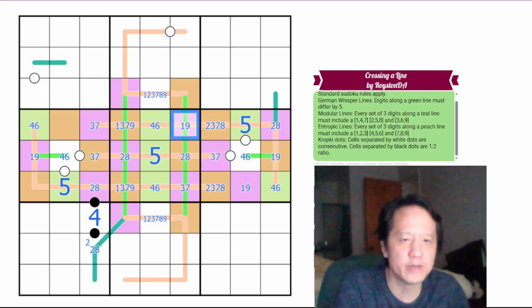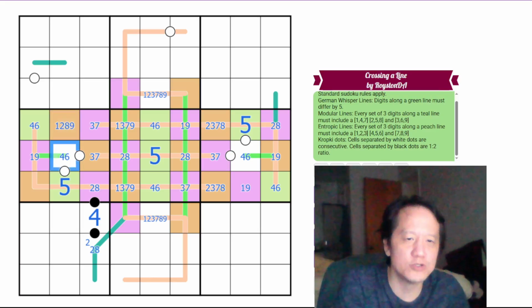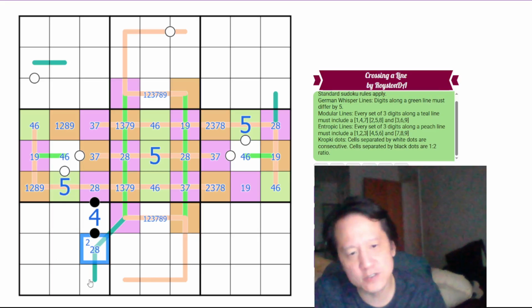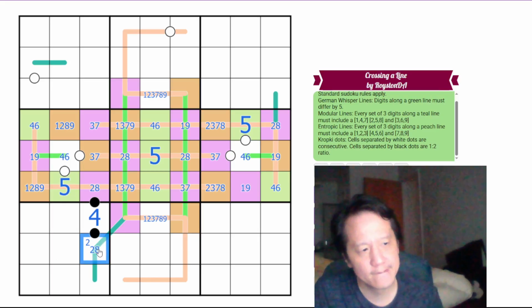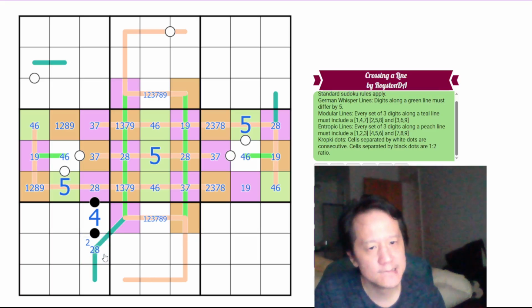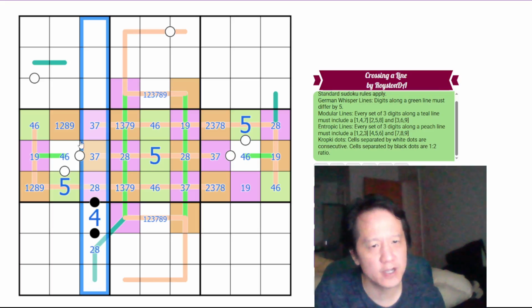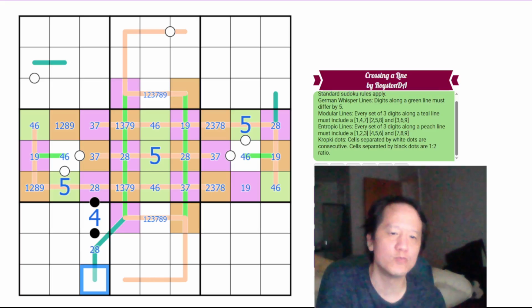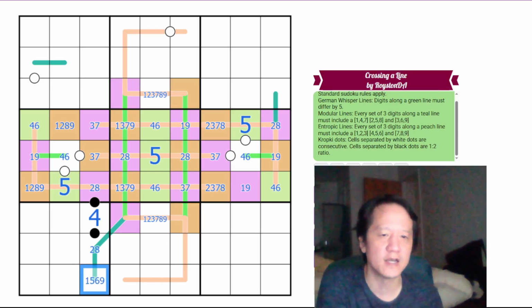We don't know anything about these. This is the orange 1, 2, 8, 9, and this could be any of them. This is 2 modulo 3. We also have a 2, 8 pair in column 3 and a 3, 7 pair in column 3. That leaves the remaining digits as 1, 5, 6, 8, and 9.